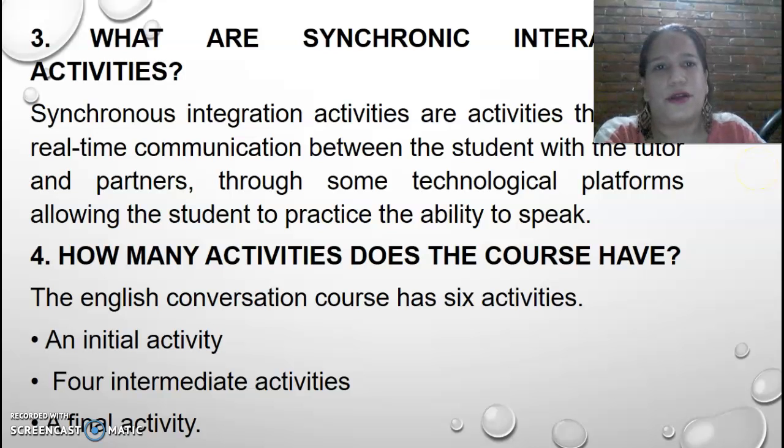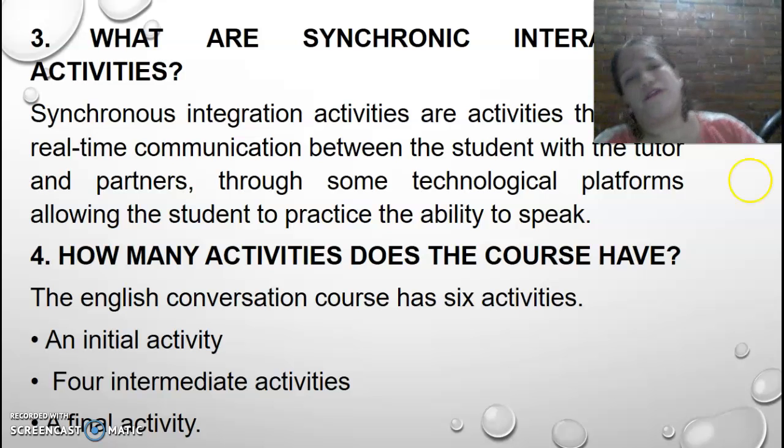3. What are synchronous interaction activities? The synchronous interaction activities are activities that allow real-time communication between the student, the tutor and partners through some technological platform, allowing the student to practice the ability to speak. 4. How many activities does the course have? The English conversation course has 6 activities. 1 initial activity, 4 intermediate activities, and 1 final activity.